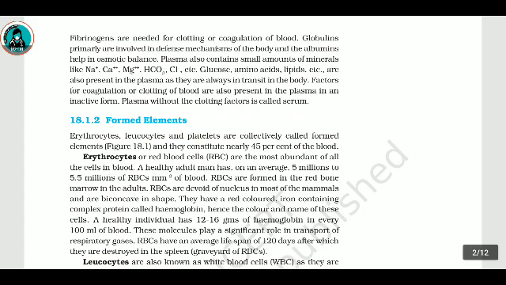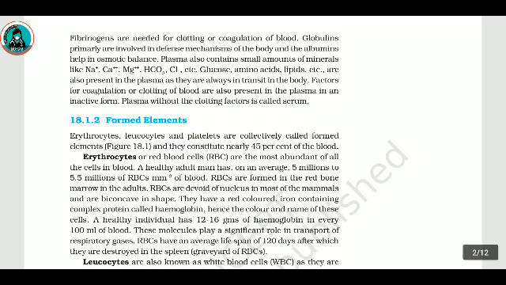18.1.2 Formed elements. Erythrocytes, leukocytes, and platelets are collectively called formed elements (Figure 18.1), and they constitute nearly 45% of the blood. Erythrocytes, or red blood cells (RBC), are the most abundant of all the cells. A healthy adult man has on average 5 million to 5.5 million RBCs per cubic millimeter of blood. RBCs are formed in the red bone marrow in adults. RBCs are devoid of nucleus in most of the mammals and are biconcave in shape.